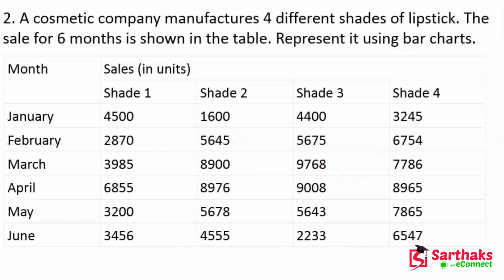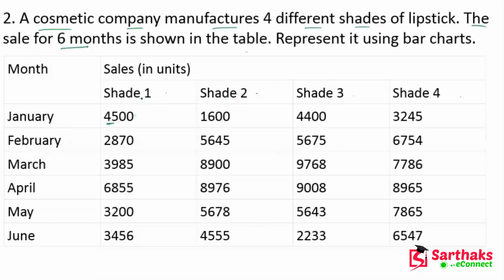So the next question is, a cosmetic company manufactures 4 different shades of lipsticks. Okay, so the sales of 6 months are shown in the table. Now represent it using a bar graph. We have to represent it using the bar graph. Now here we have the months: January, February, March, April, May and June. So there are 6 months, and there are shade 1, shade 2, shade 3 and shade 4. There are 4 different lipsticks. And these are the sales.